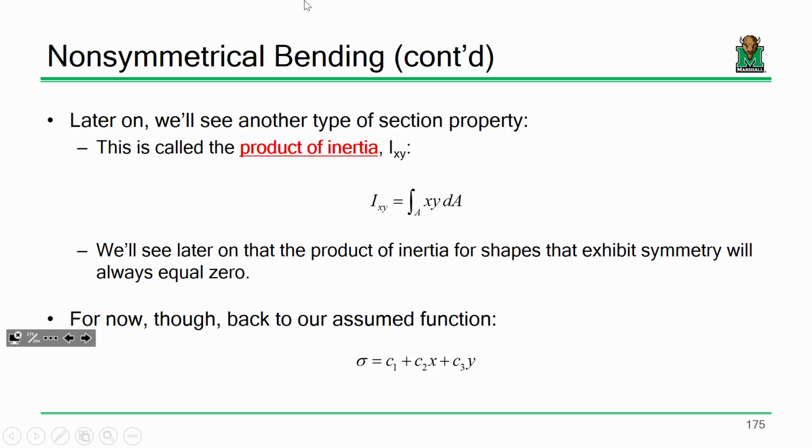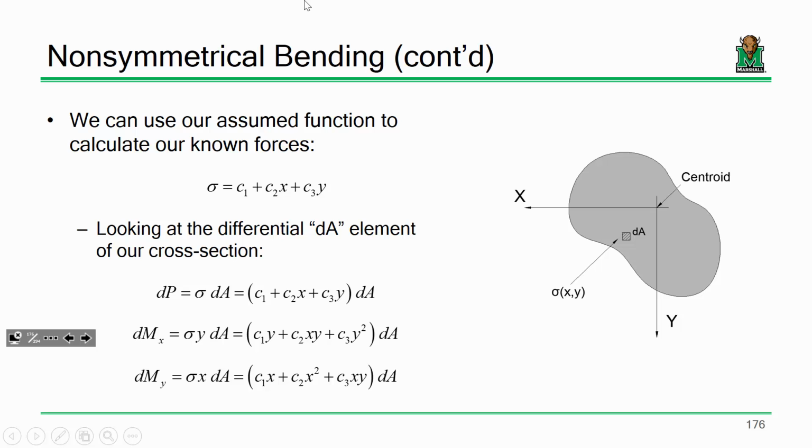Okay, so let's go back to our assumed function. So sigma equals C1 plus C2x plus C3y. So I'm assuming that the stress is linear, but I've got to assume that linearity in both directions. If you remember from pre-calc or calculus or whenever you took this, if C1 plus C2x is the equation of a line, C1 plus C2x plus C3y is the equation of a plane. So I'm assuming that's the stress plane about that section. Make sense? All right.